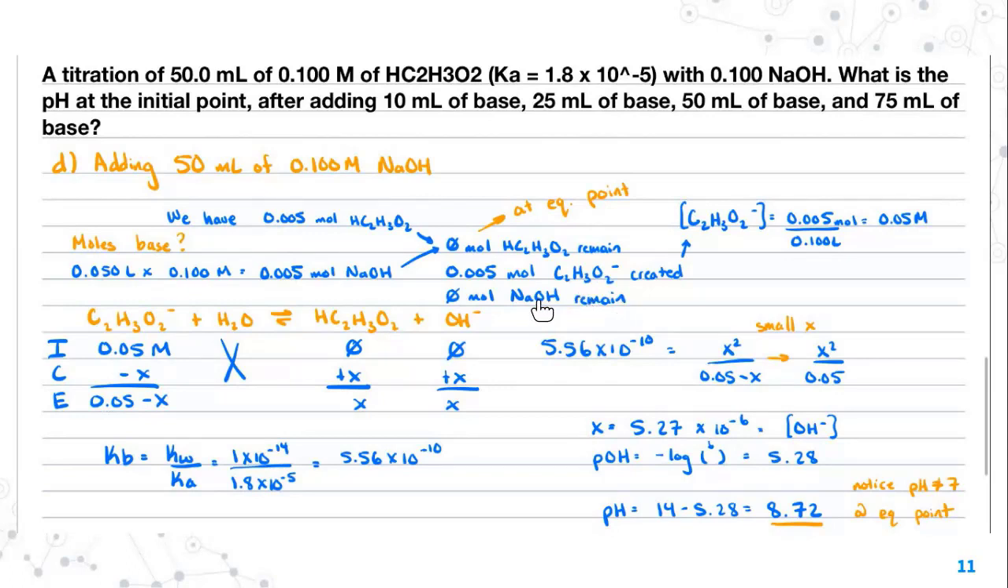So we need to figure out what the concentration of our conjugate base is. We know what our moles is, but we need to figure out our volume in order to get that concentration. We added 50 milliliters to a beaker that already had 50 milliliters, so we have 100 milliliters. So this would be our new concentration.